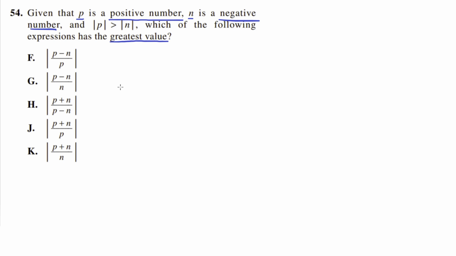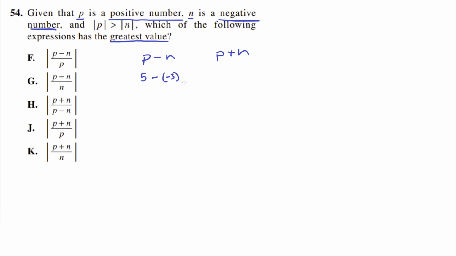So let's first start with the numerators. We see that in the numerators we have p minus n and p plus n. Well, we know that p is a positive number and n is a negative number. So that means p minus n is going to be larger than p plus n, because say p is a positive number like 5 and n is a negative number like -3.